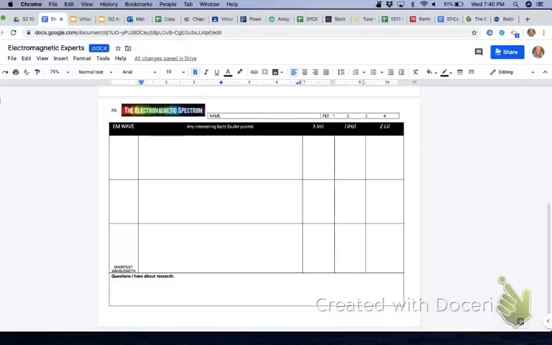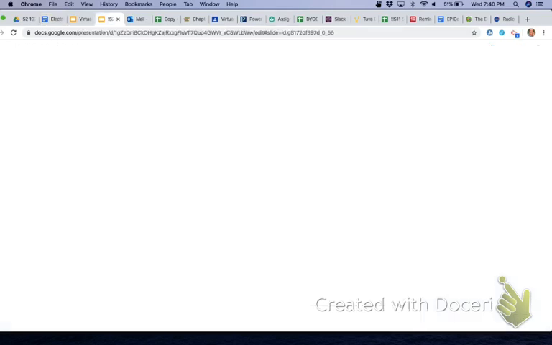Hello, electromagnetic experts. You should be working on this page, and in the last video we looked at how, with a given wavelength, to solve for frequency in hertz. So now we'll be looking at how to fill out the far right column for energy of the wave in joules. So let's take a look at how we can do this.